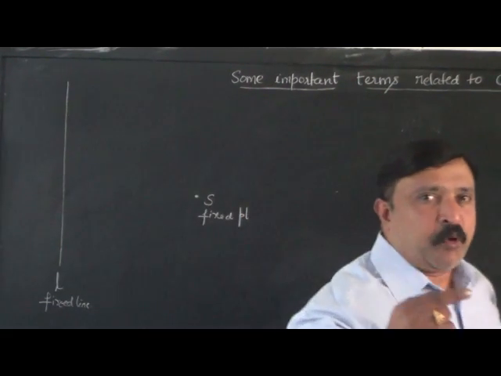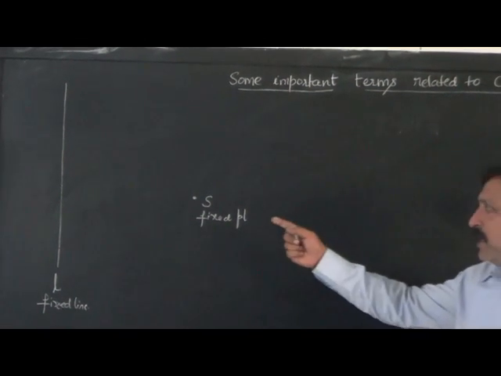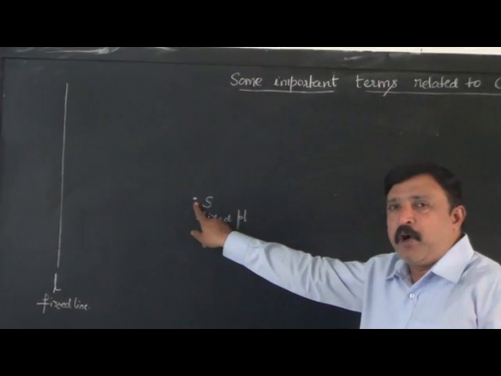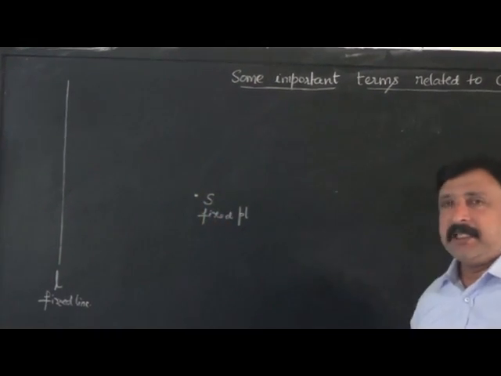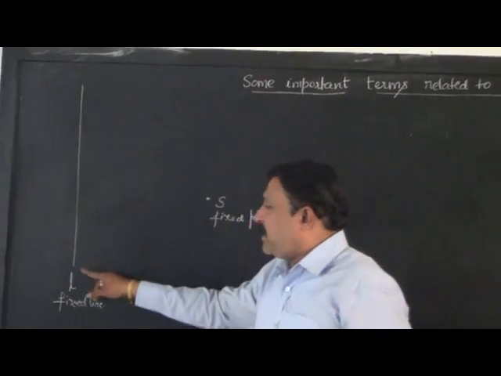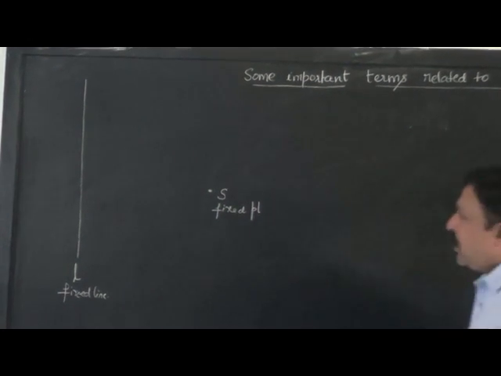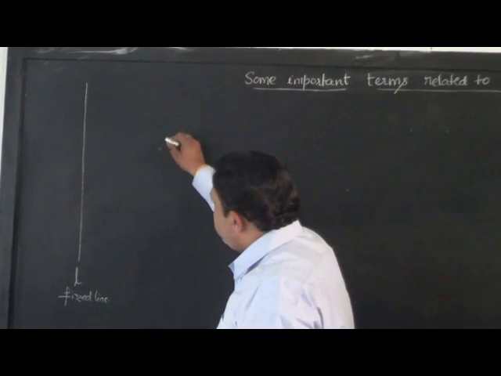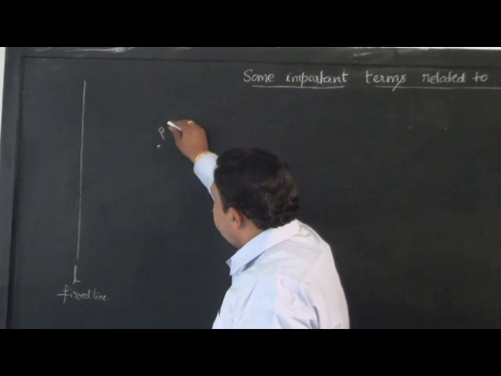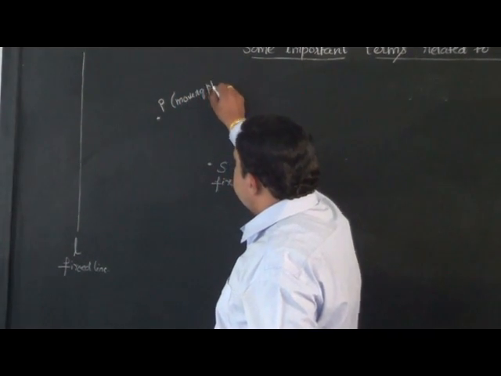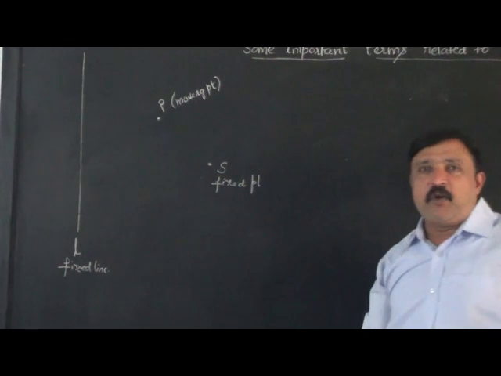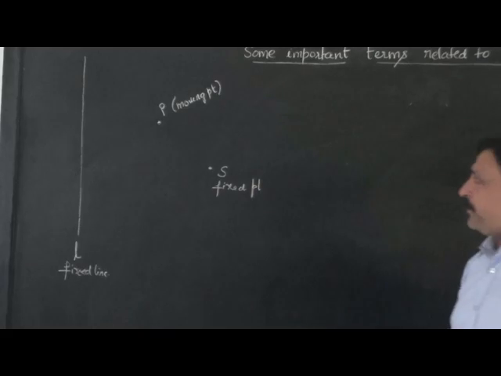When I say the fixed point, you must note that the coordinates of the point S do not change with respect to time, and the line is fixed in the coordinate system. Now let me consider a point P which is moving. For a moving point, the coordinates keep changing with respect to time.